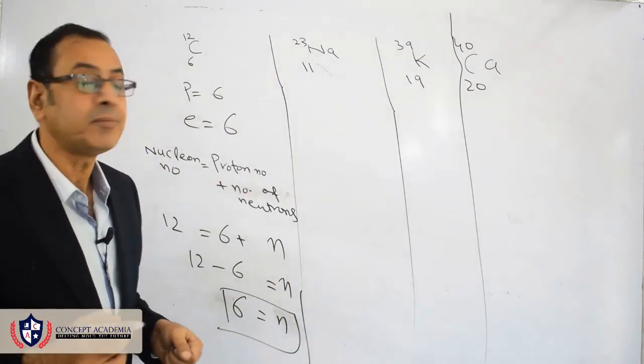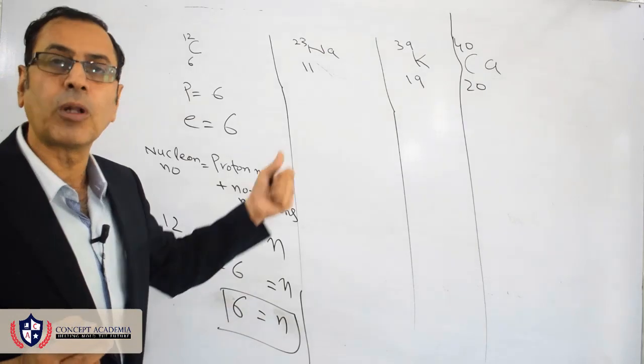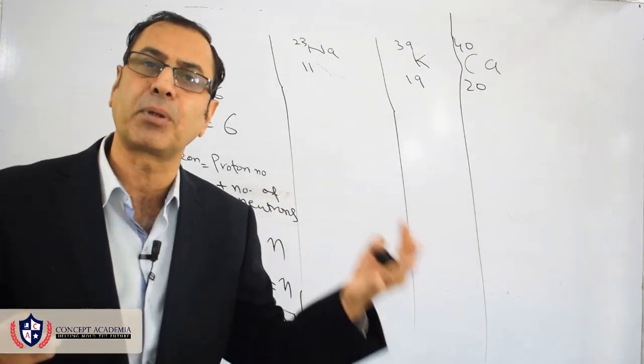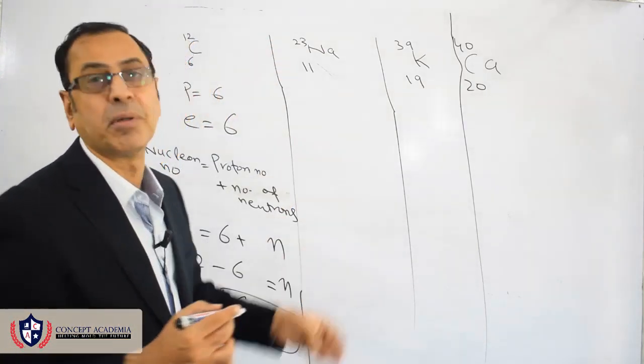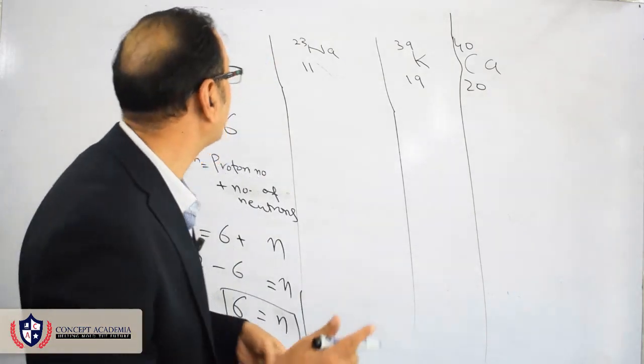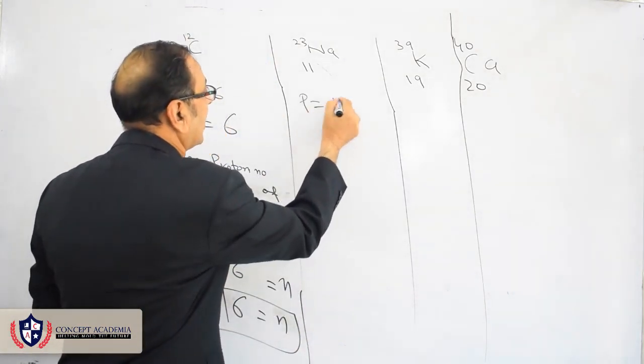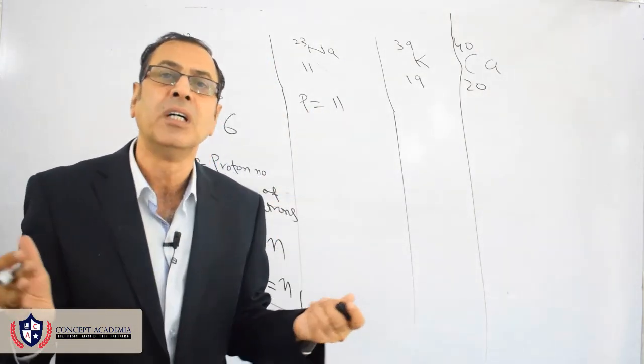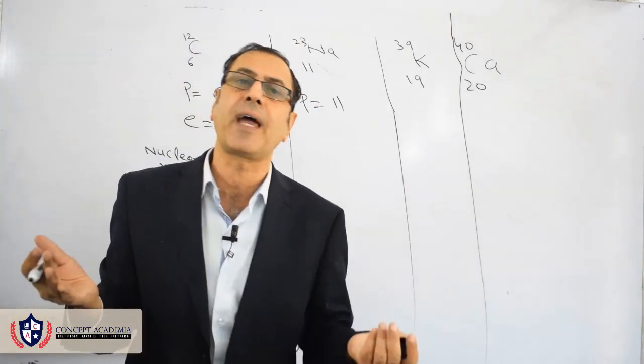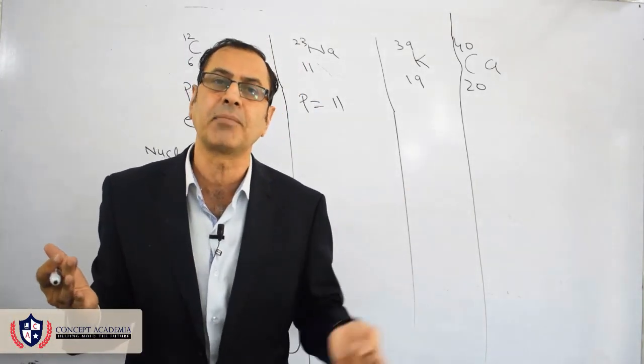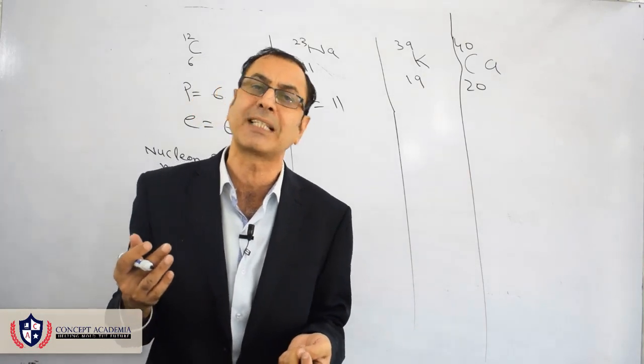Similarly, for sodium, the smaller number is 11, which is the proton number, and the bigger number is 23, which is the nucleon number. So the protons are 11. In case of an atom, there is no charge on the atom. It means that the number of protons and number of electrons must be equal.